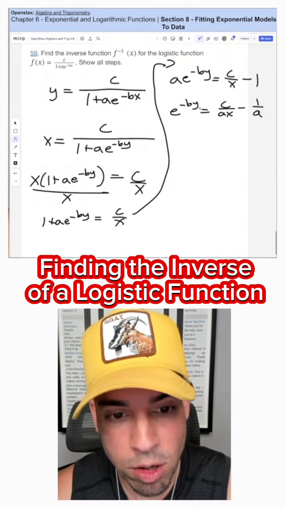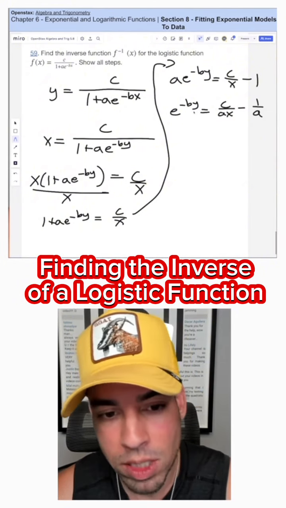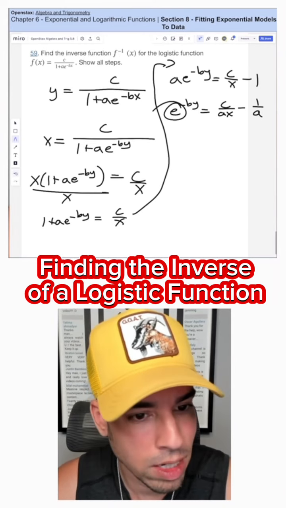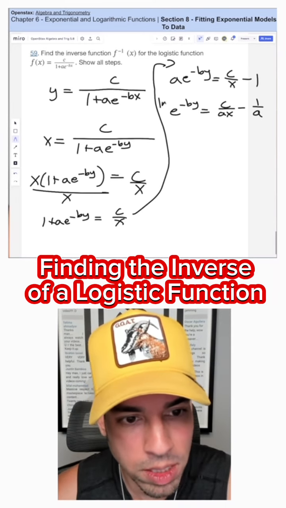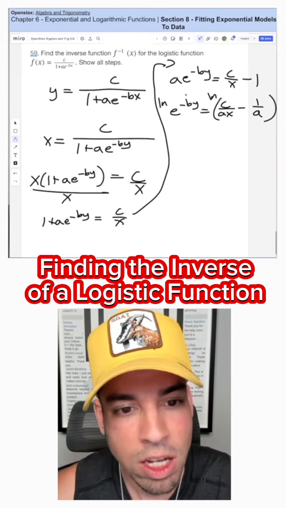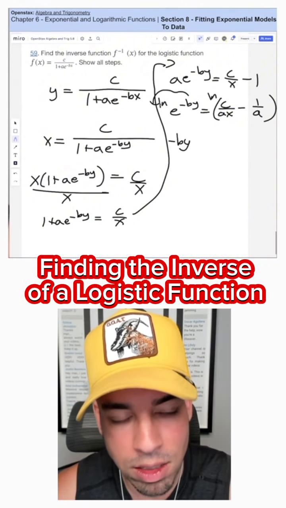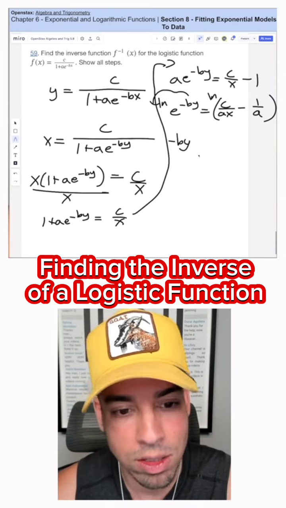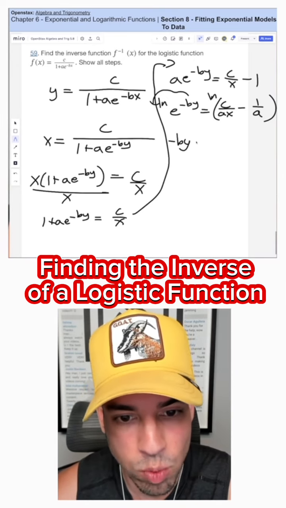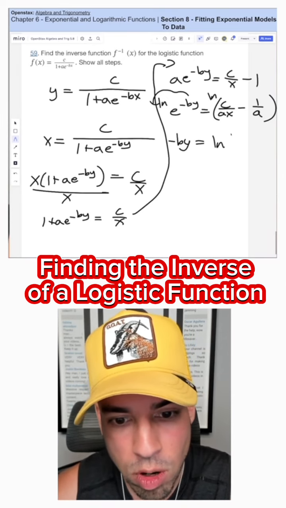Now we need to get this variable y out of the exponent. And to do that, we need to use logarithms. And since I have a base of e, the best choice is natural log. So I'm going to take natural log of both sides. And that allows me to bring the exponent down as a coefficient, negative b y. And ln, natural log of e, is 1. So it's literally negative b y times 1, which equals natural log of this whole thing.